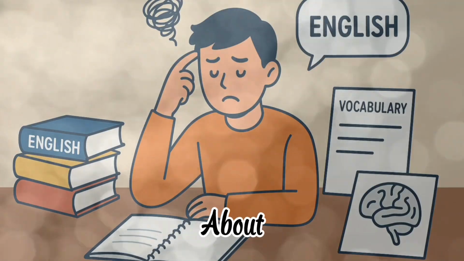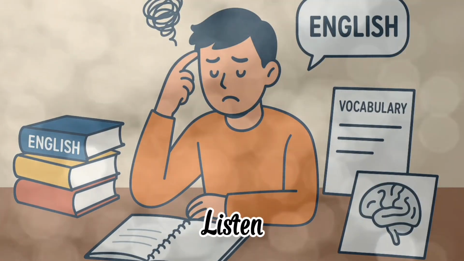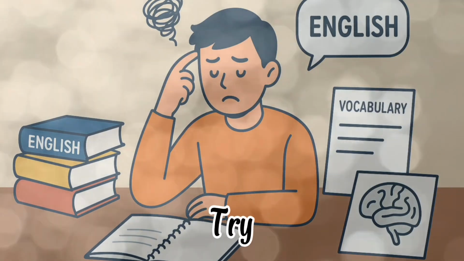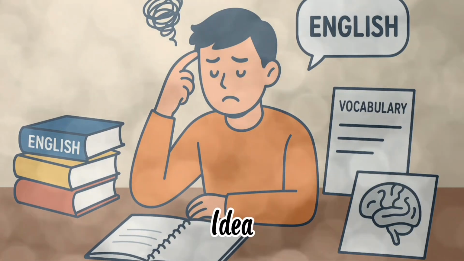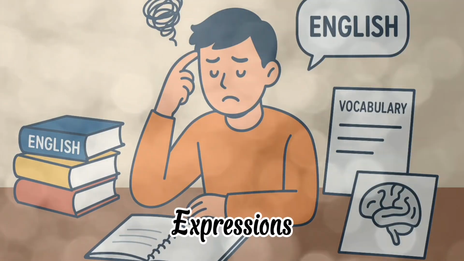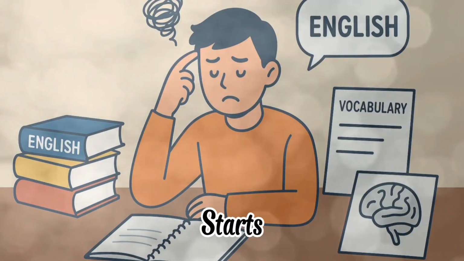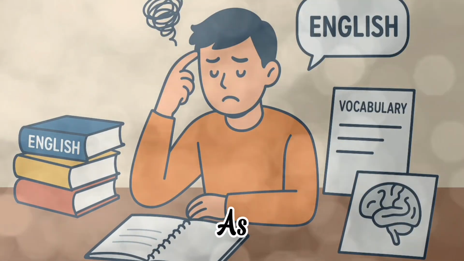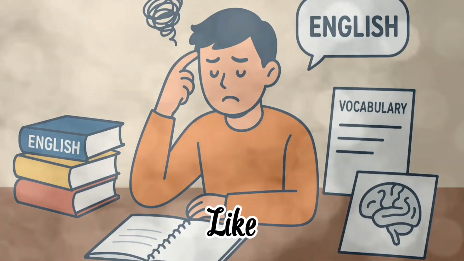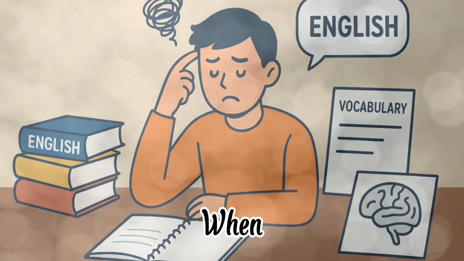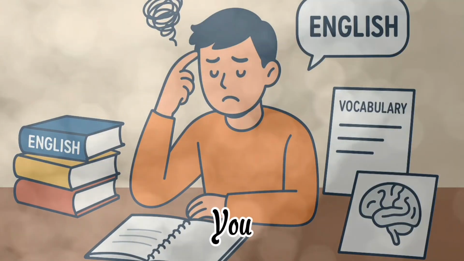Let's talk about listening practice, because this is where most learners get stuck. When you listen to native speakers, don't try to translate every word. Focus instead on understanding the main idea. Train your ear to catch expressions, rhythm, and tone. Over time, your brain starts recognizing whole phrases as one unit, not as separate words. That's how native-like thinking develops. For example, when you hear "what's up," your brain should instantly understand it as "how are you?"